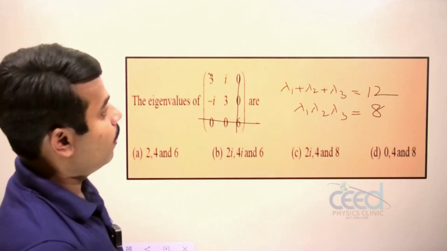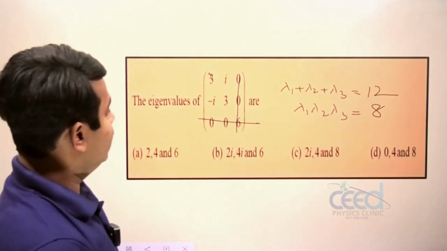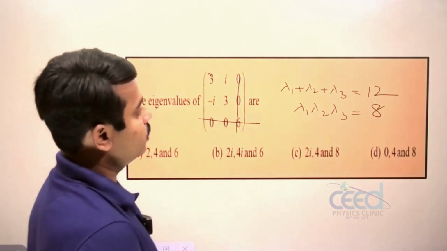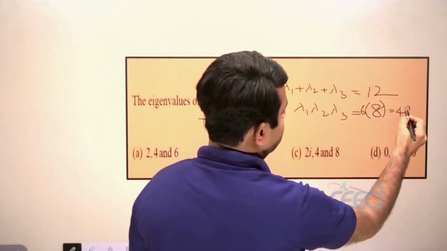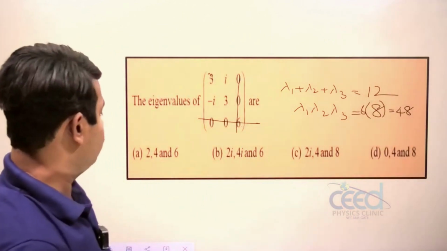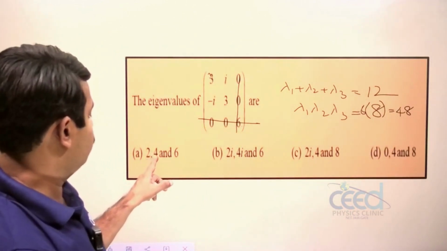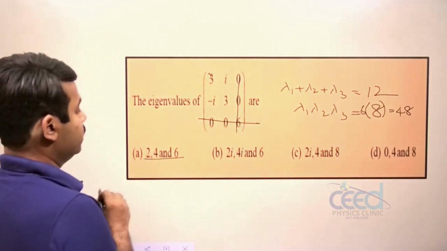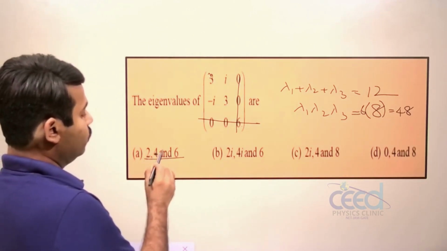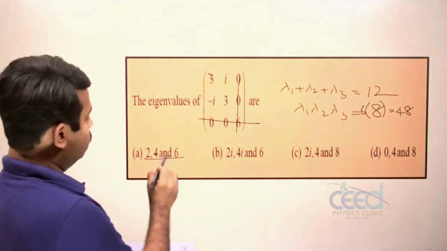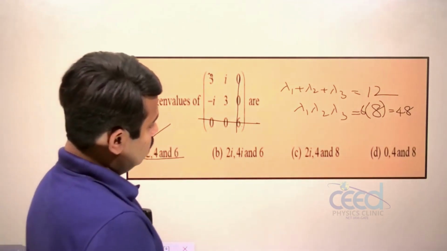Then the product: sorry, 6 into 8. Through 6 we have to 8, so 48, right? So the sum is 12: 2 plus 4 plus 6, 12. The product: 6 into 2 into 4, 8. 8 into 6, 48. So this is correct, right?